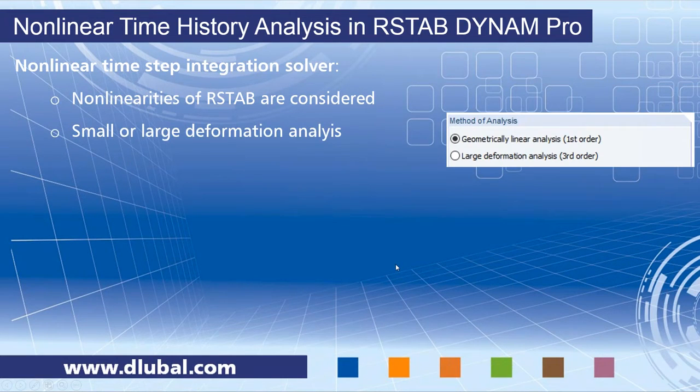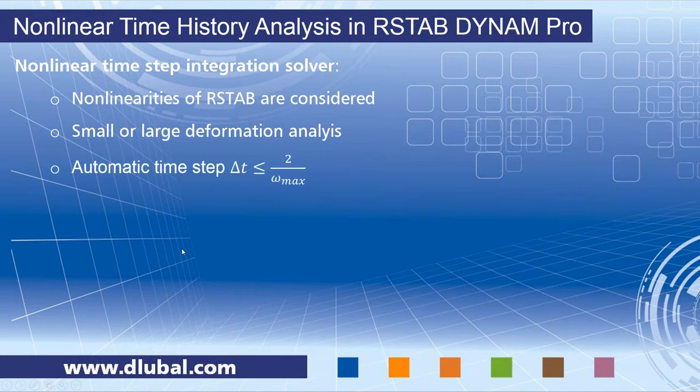RSTAB considers small or large deformations, so you can apply both theories. The RSTAB solver is explicit, but it contains some elements of an implicit solver to stabilize the solution. In the linear case, the calculation is stable independent of the time step, but RSTAB automatically determines the time step that is needed for calculation, and it uses the omega max. This is a frequency, a maximum frequency. You can change this value in the detail settings of DYNAM, but the default value is quite okay.